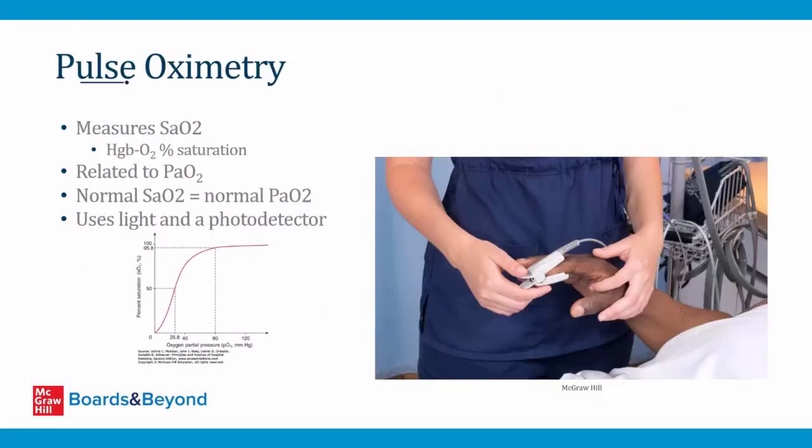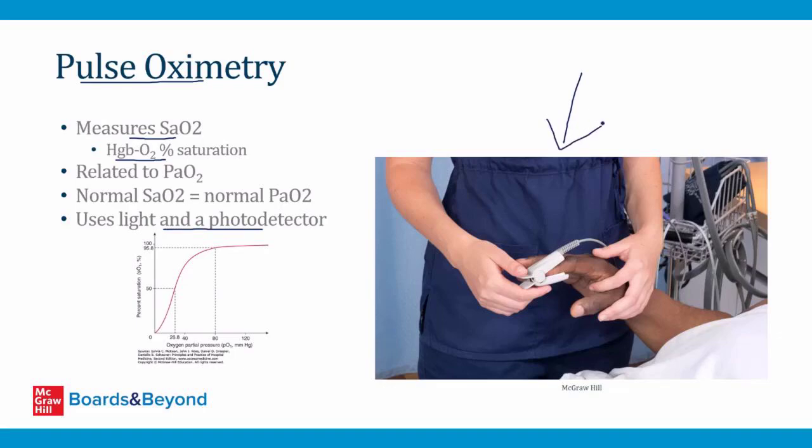Let's talk about pulse oximetry. This is the way that we measure the SaO2 in patients. This is the way we determine the amount of oxygen-bound hemoglobin in the arterial blood. A pulse oximeter is a device that uses light in a photodetector to determine the SaO2. This is a picture of one being used on a patient's finger right here.